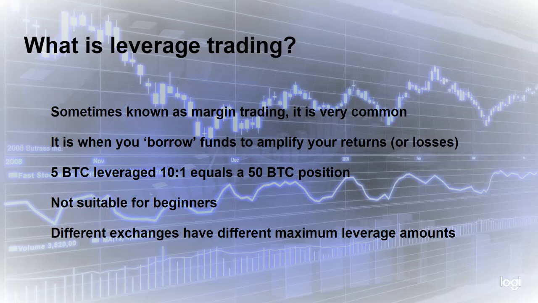So let's look at BTC, for example. Say you've got a 5 BTC account and you're using 10 to 1 leverage. That means your position is actually equal to 50 BTC. So say the price of Bitcoin goes up $1,000, because you've got 50 Bitcoin, you're actually going to make a $50,000 profit on your position.